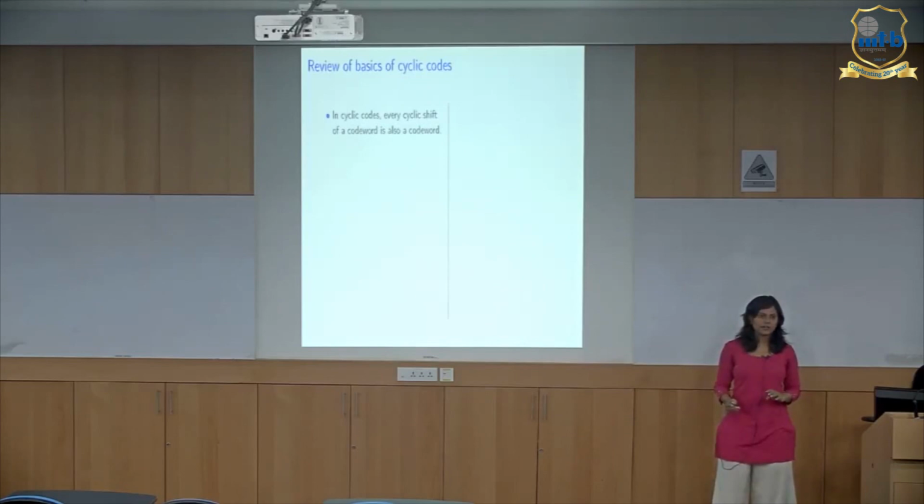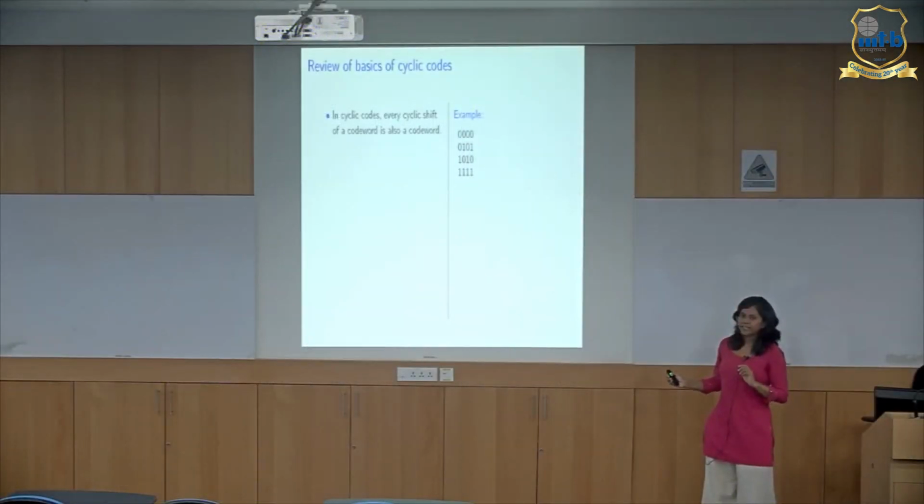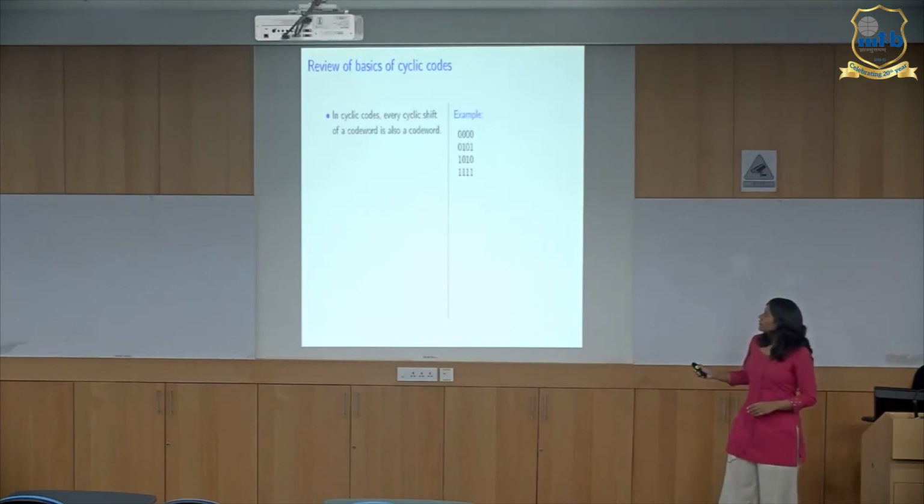Now I will recall some basics of cyclic codes. For cyclic codes, every cyclic shift of a code word gives me a valid code word. Let us consider an example. This is a cyclic code, an example cyclic code of length 4. Here observe that if you take a cyclic shift of any code word, it gives me another valid code word.